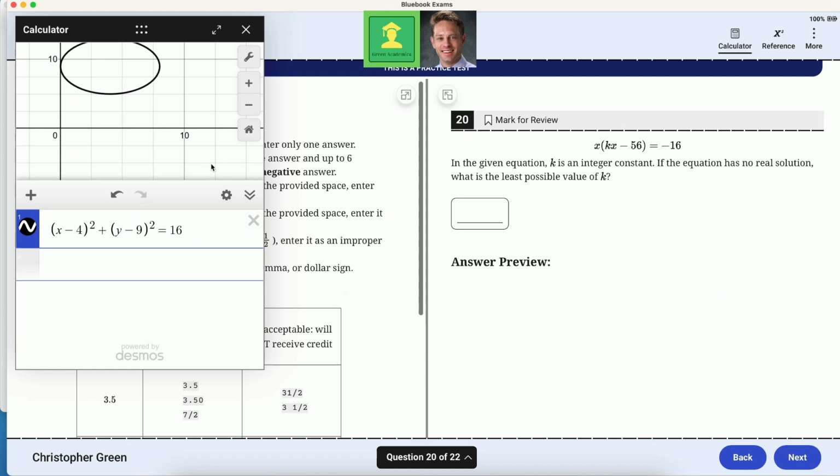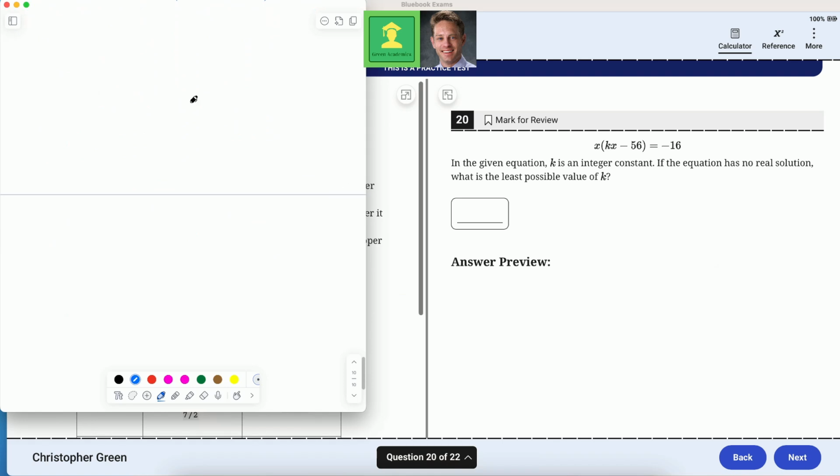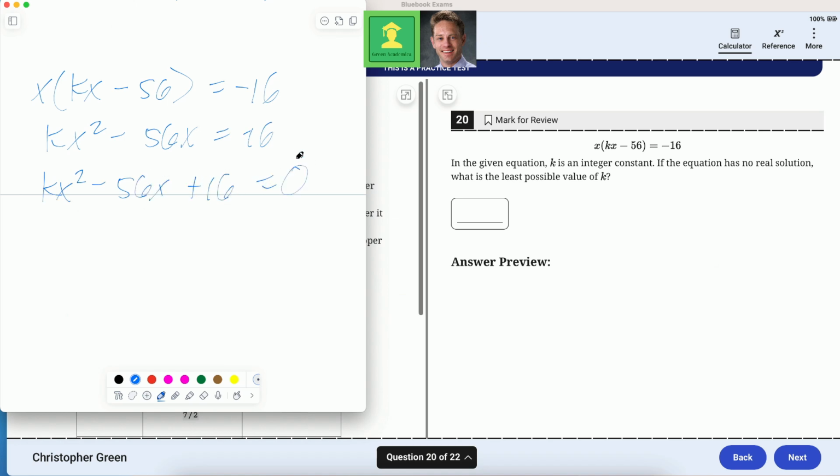Okay, the given equation, k is an integer constant. If the equation has no real solution, what is the least possible value of k? There are a couple different ways to do this question. I'm going to first do it by writing out the algebra and conceiving of it as a parabola. So kx squared minus 56x equals negative 16. And of course, to make it a true quadratic, you set it equal to 0. Plus 16 equals 0.